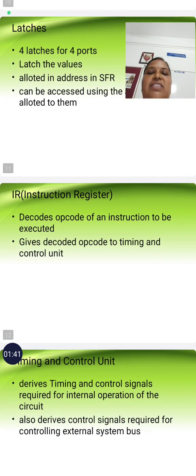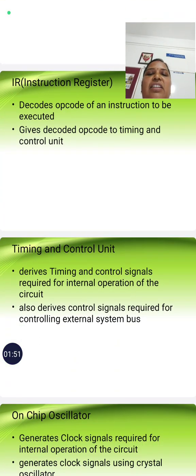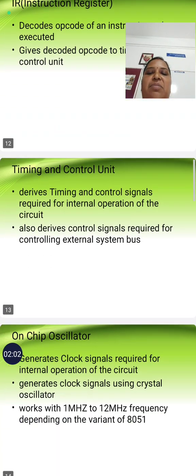Then the instruction register decodes the opcode of an instruction to be executed and gives it to the timing and control unit. The timing and control unit derives the timing and control signals required for internal operations of the circuit. It also derives the control signals required for controlling external bus operation.